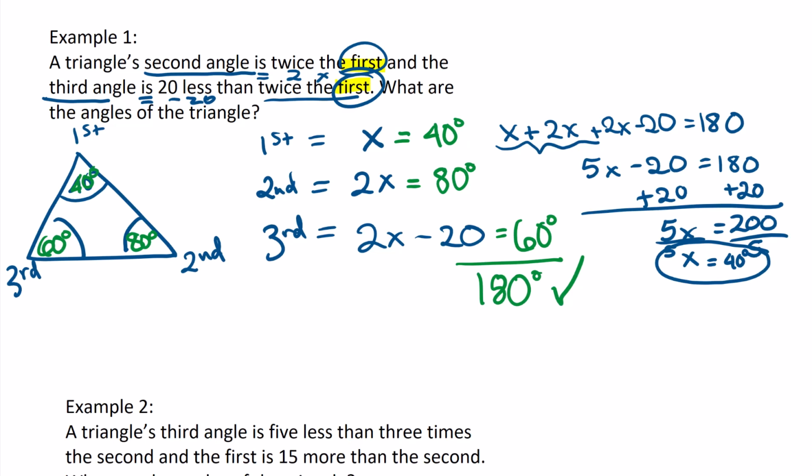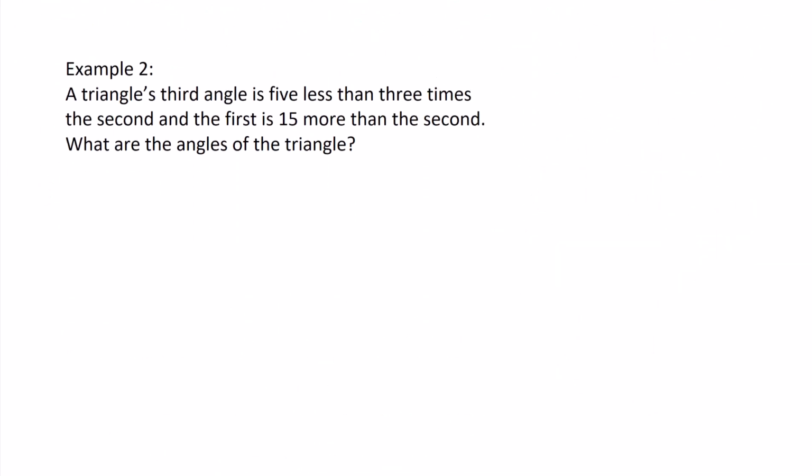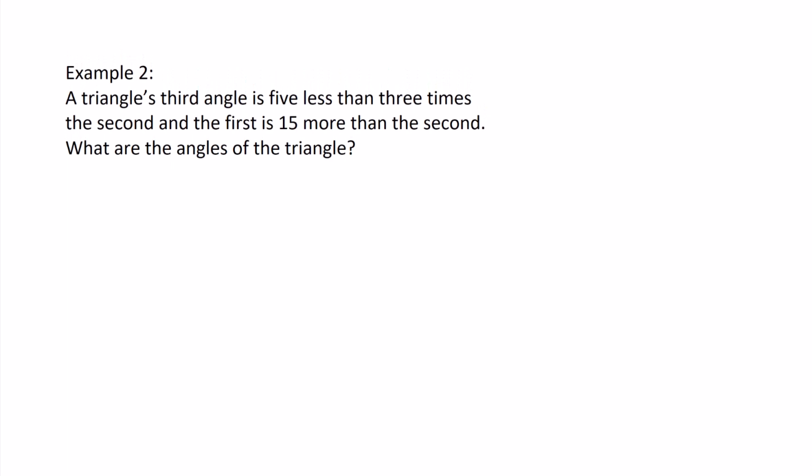Let's take a look at example 2. A triangle's third angle is 5 less than 3 times the second, and the first is 15 more than the second. What are the angles of the triangle? We need to compare the two statements and what they are referencing. The third angle is 5 less than 3 times the second, and the first is 15 more than the second. So our unknown is the second angle.